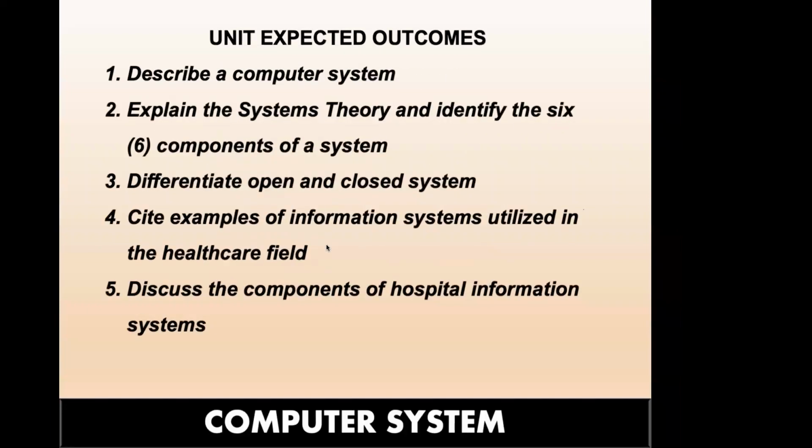Hello everyone again. Let us learn about computer system. But first, our unit expected outcomes: describe a computer system, explain the system's theory, and identify the 6 components of a system. Differentiate open and closed system. Cite examples of information systems utilized in the healthcare field. Discuss the components of hospital information systems.